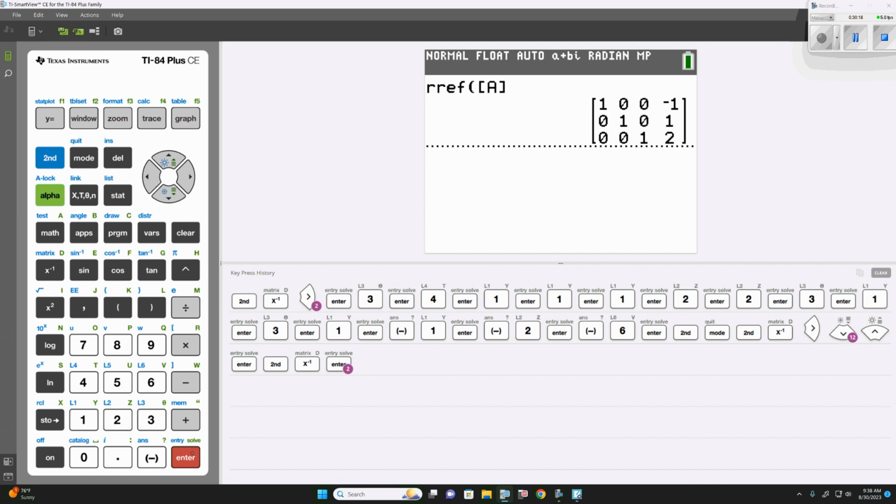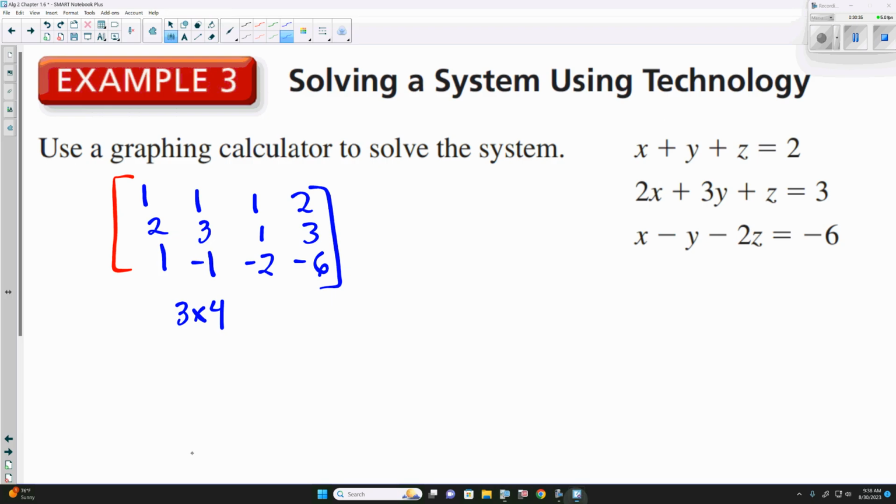Does it look like this here? Yeah. Top to bottom, X, Y, Z. So the solution for this matrix is -1, 1, 2. The solution for this system, -1, 1, 2. So back over here, the solution for this here is -1, 1, 2. That's it.